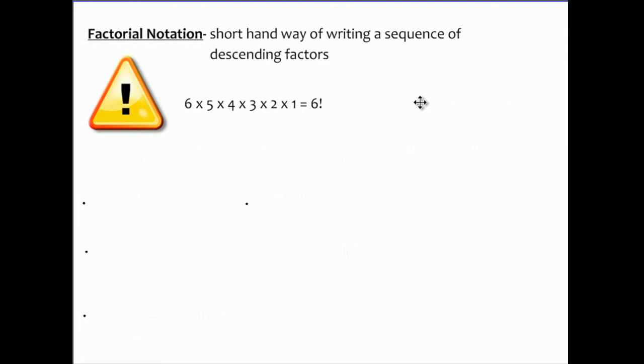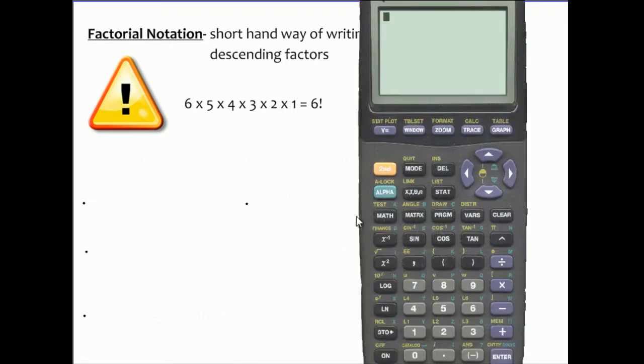We have a function in our calculator that can do this for us. We hit math, go to the left one, and then choose 4. If we wanted to find out what 4 factorial was, 4 times 3 times 2 times 1, we could do it that way, and it'll give us an answer. The other way we can do it is hit math, go to the left one, and go down and select 4. That gives us the same answer.